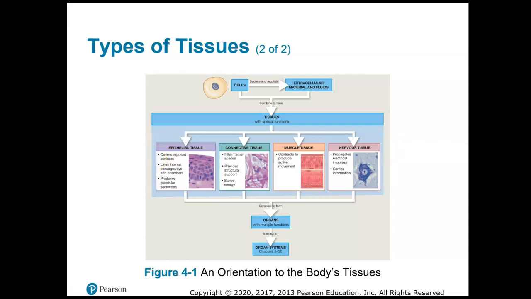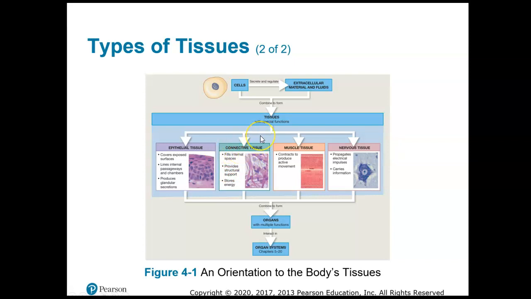So, for example, the skin. It lines internal passageways and chambers. So lining the blood vessels, for example, lining the intestines, and produces glandular secretions. So sweat glands, oil glands, or sebaceous glands. And then we have connective tissue, which is very diverse.